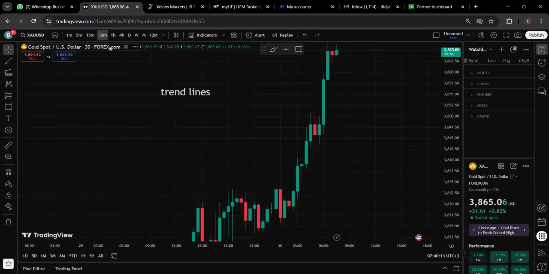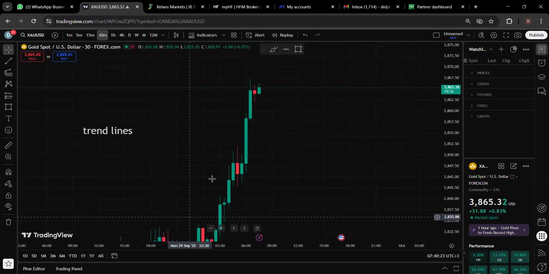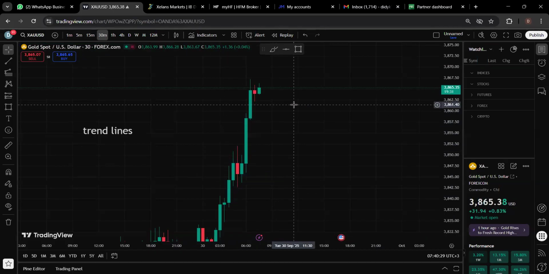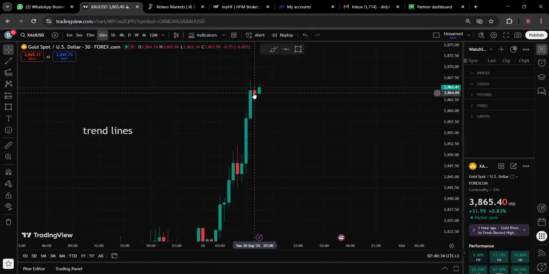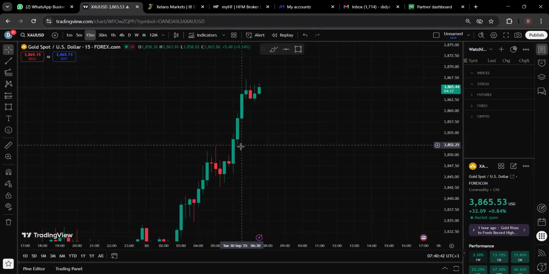If I set my timer to 30 minutes, it means every candlestick here, regardless of the size and shape, will take 30 minutes to form. This big candle here took 30 minutes. This small one here took 30 minutes. This one also took 30 minutes. Once I set my time frame to 15 minutes, every candlestick will take 15 minutes to form.